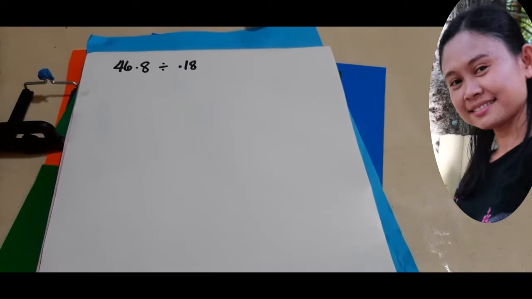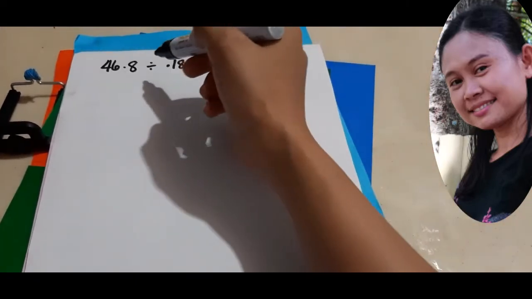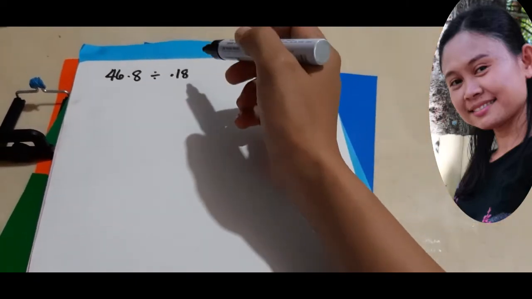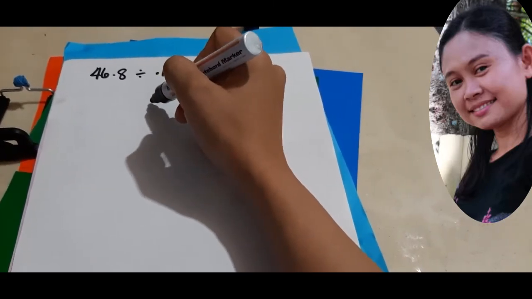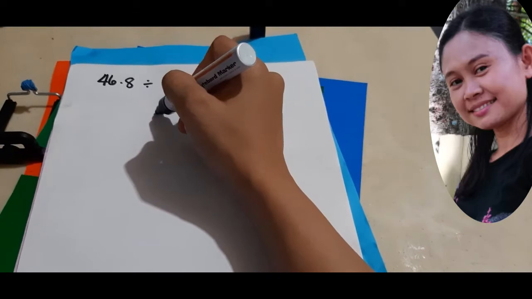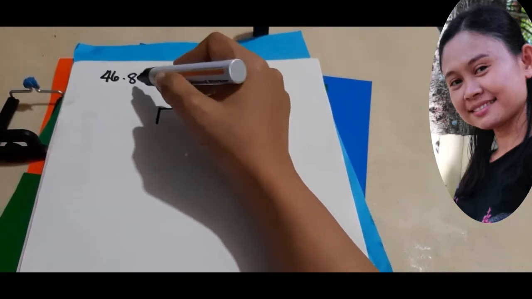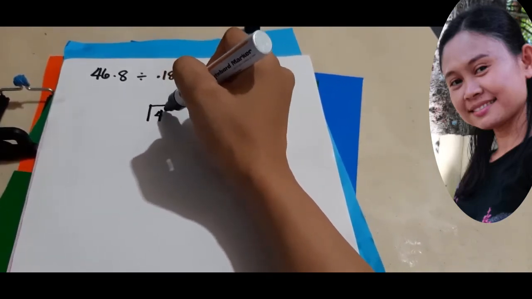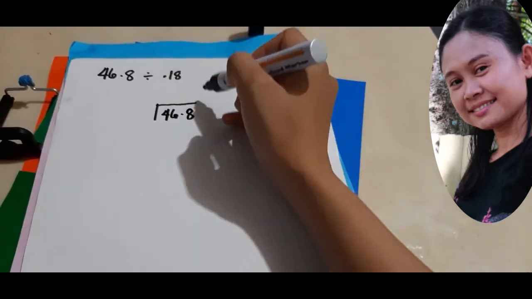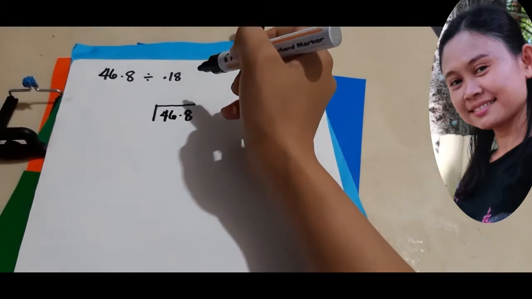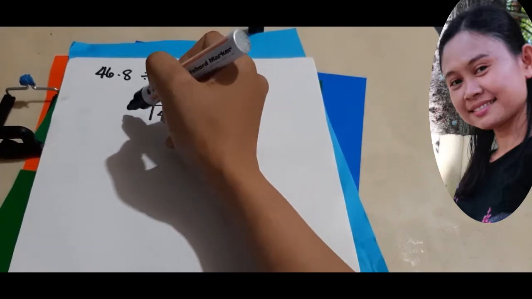Okay, let's solve this. 46.8 divided by 0.18. Let's use the long division symbol. Then place 46.8 inside as the dividend. Then 0.18, place it outside.